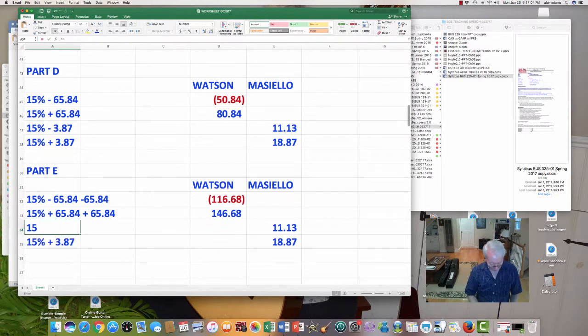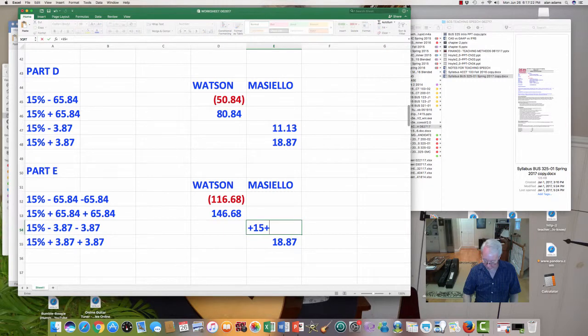Now we do the same thing with our other company. So we're going to take 15% minus 3.87 minus another 3.87. That's 2 standard deviations. And of course we do the same thing on the plus side. All right, let's math it out and see what we get. 15 minus 3.87 minus 3.87. Typing is getting a little slower here as the night goes on. On the high side, I've got plus 3.87 plus another 3.87.